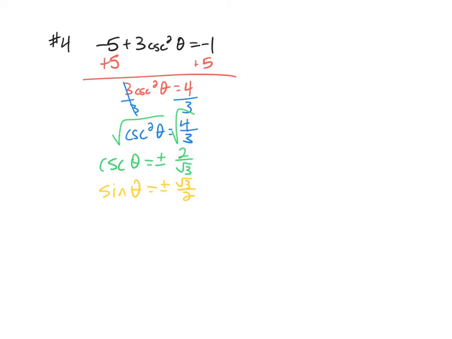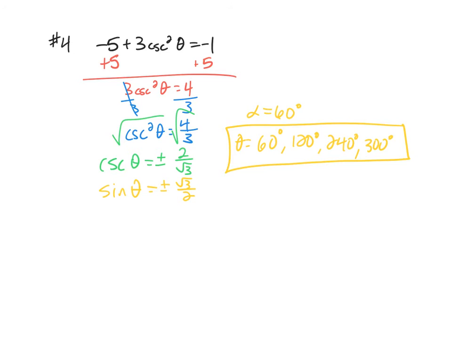And now we can work with that because we should know our sine ratios. And that's the y value, square root of 3 over 2. That's at a reference angle of 60 degrees. And since it's plus or minus, we need to have the reference angle of 60 degrees in all 4 quadrants. So theta is going to equal 60 degrees, 120 degrees, 240 degrees, and 300 degrees. It's all 4 of them because we want to know where sine is positive and where it's negative. So that's all 4 quadrants are going to be covered.